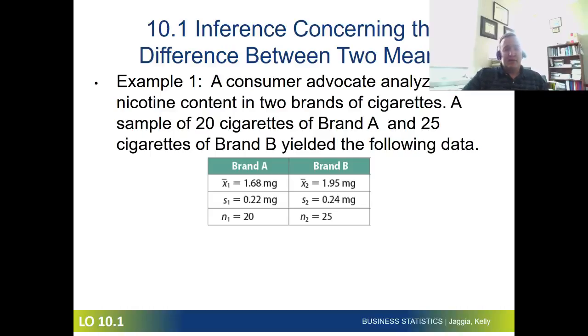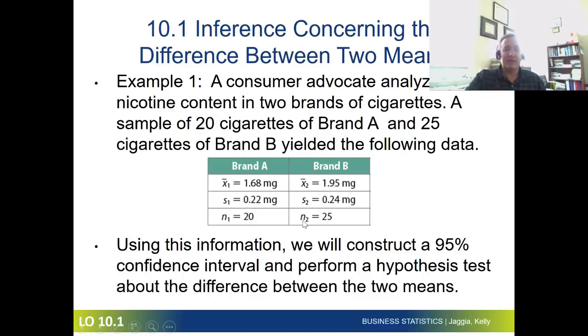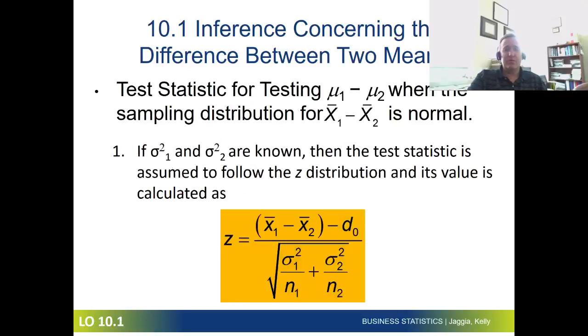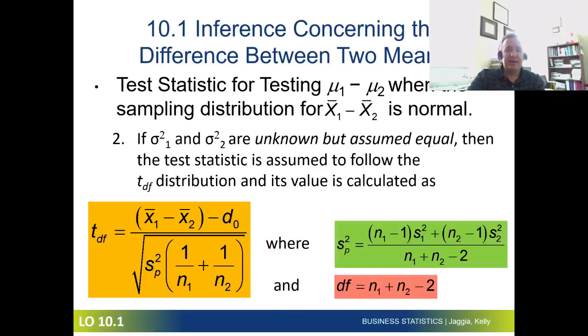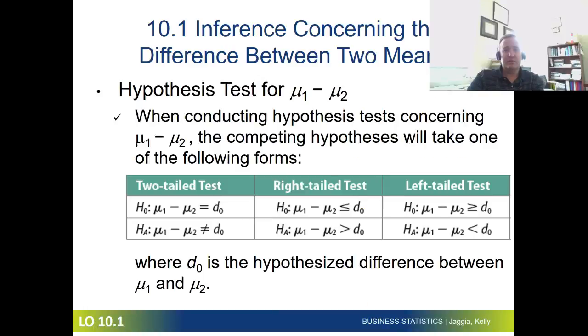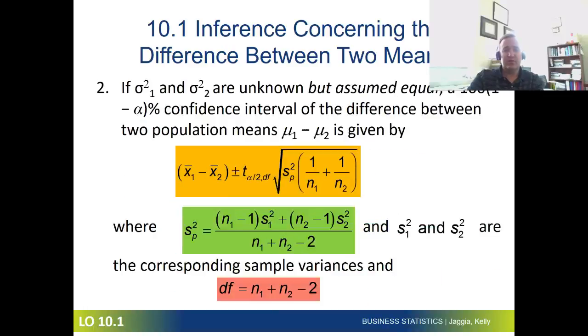Two different kinds of samples, brand A and brand B, to look at their nicotine content. We know the nicotine content of the samples. We're given a sample standard deviation, which could be turned into a variance, and sample sizes. Construct a 95% confidence interval. Now, we had this here if we wanted to.